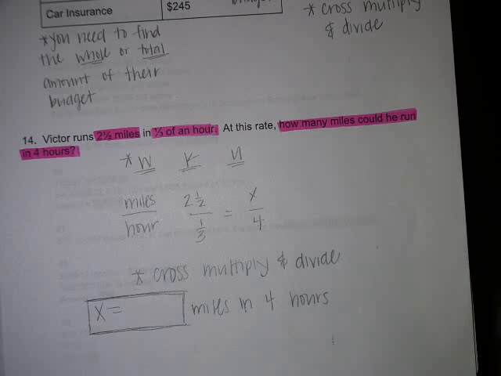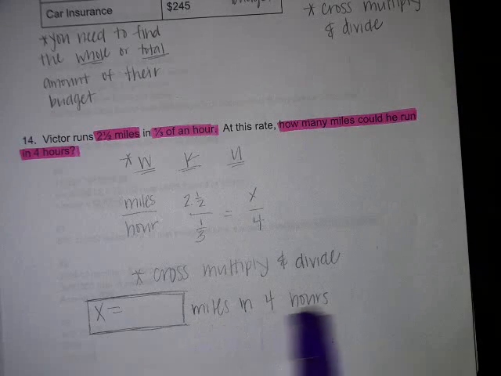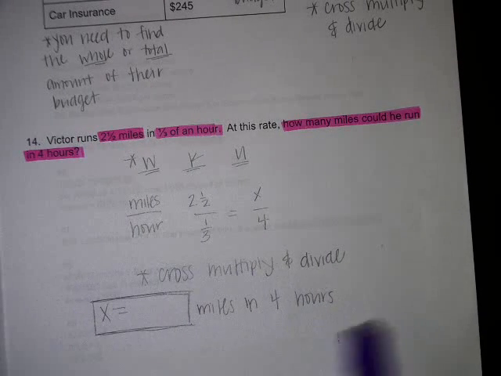Okay, so this is a person running. Victor's running. So he probably can't run over 30 miles in 4 hours, unless he's some sort of Olympic runner. So if you get anything above even really 20, that's not very reasonable. However, if you get like 2 miles, he should for sure be able to run 2 miles in 4 hours. So know what your answer means, so you can determine if it's reasonable.